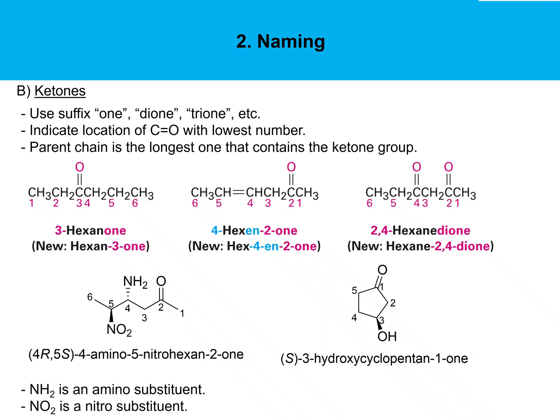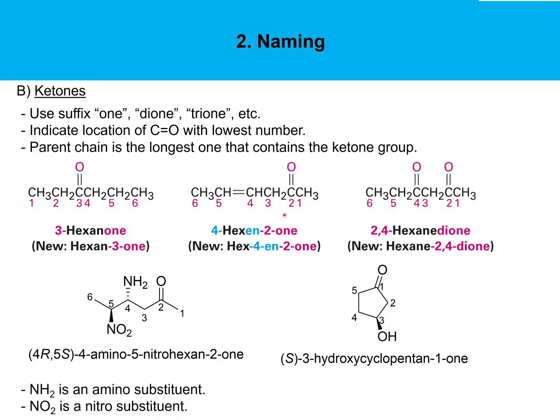As an example, we have here on the top left a ketone that has 6 carbons, and if we count from the left, the ketone will be on carbon 3 as opposed to counting from the right where it would be on carbon 4. As a result, we name this 3-hexanone, or if we use the newer IUPAC system, hexane-3-one would be the name for this ketone.